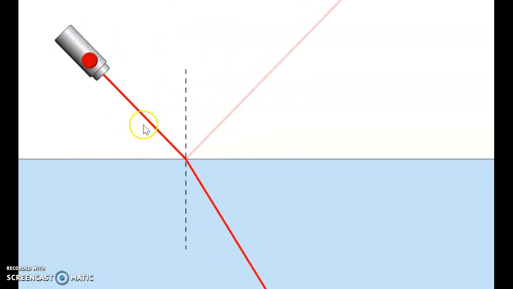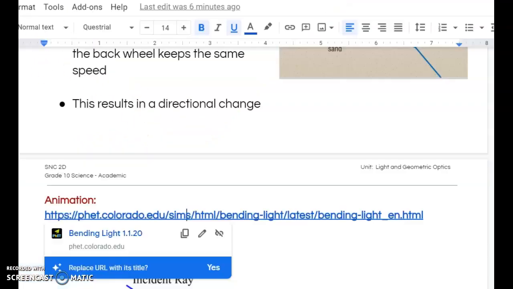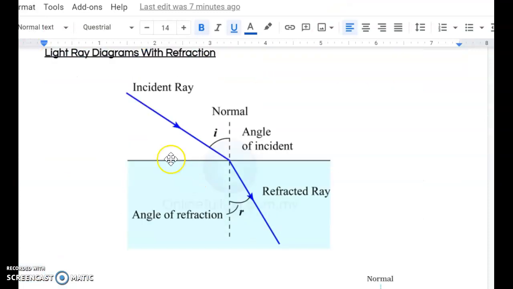You also see in this instance a reflected ray, and we'll talk a little bit more about reflected rays and refraction in a little bit, okay? But that's basically what refraction is. Okay, so this would be a refraction ray diagram.